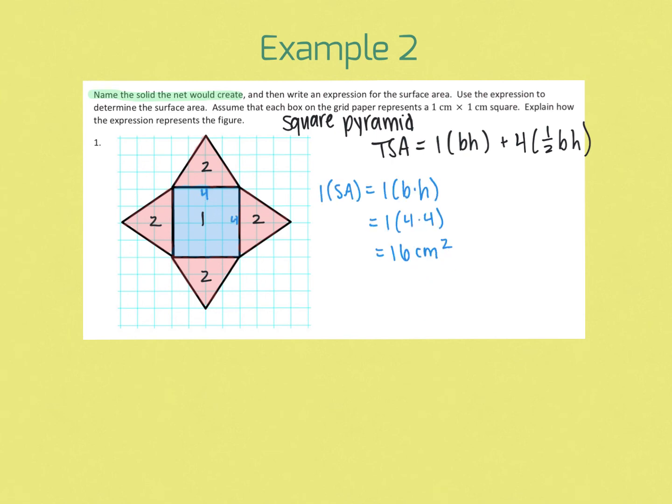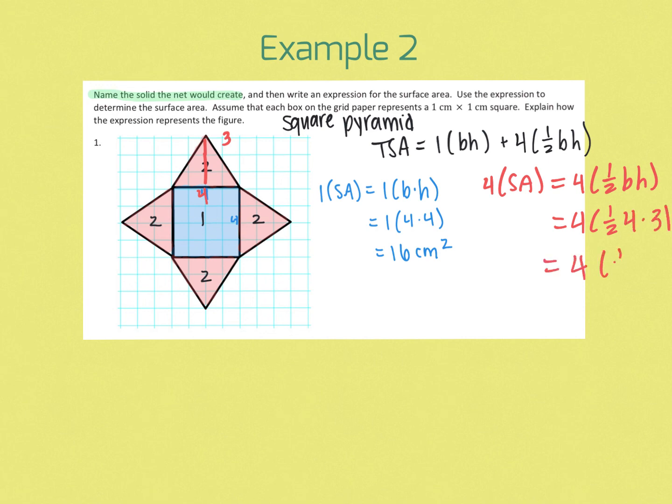Next, we can calculate for the triangles. We see that they have a height of 3 centimeters. So we would do 4 times the surface area, because there's 4 triangles, equals 4 times 1/2 base times height. So 4 times 1/2 with a base of 4 still, times 3 for the height. So it's 4 times 1/2 times 12. So now we have 4 times 1/2 of 12 is 6. So 4 times 6 is 24 square centimeters.